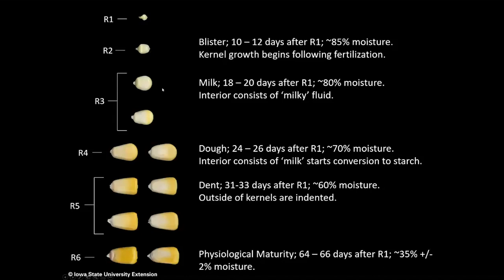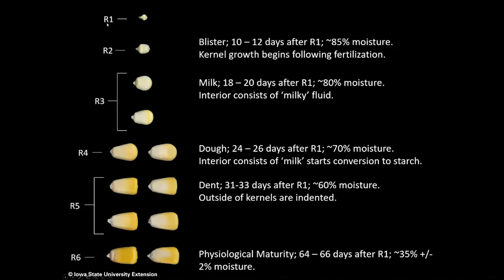The R3 stage is the milk stage. Again, when you puncture that kernel, it's going to squirt out a milky fluid. On the early side, it's more like skim milk, and by the end of it, it's more like whole milk, maybe even a creamer type consistency. Then when you get to the dough stage, R4, when you puncture that kernel, you're not going to get much fluid squirting out. You'll have more of a doughy, starchy, pasty consistency in the interior of the kernel.